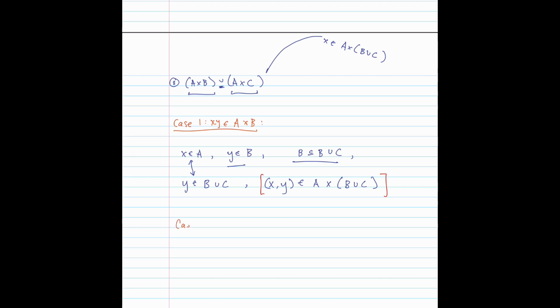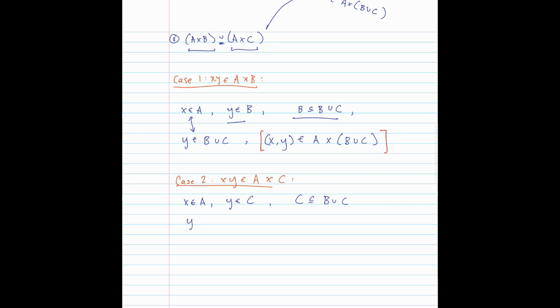Let's do the second case, where XY is an element of A times C. So X is an element of A, and Y is an element of C. And C is a subset again of B union C. So once again, we can make the same claim that Y is an element of B union C. So since we have X is an element of A and Y is an element of B union C, we can say XY is an element of A times B union C.